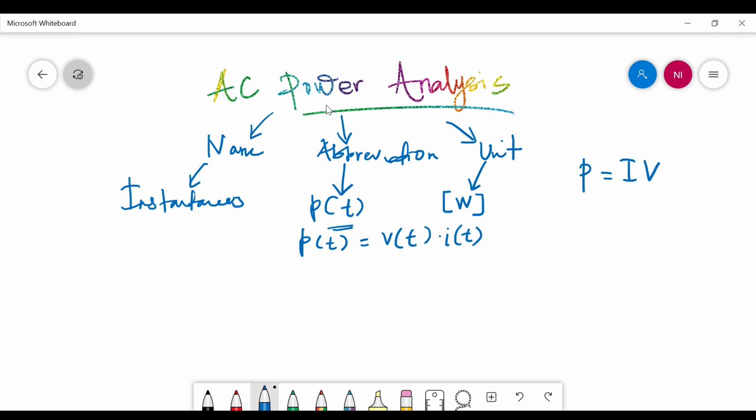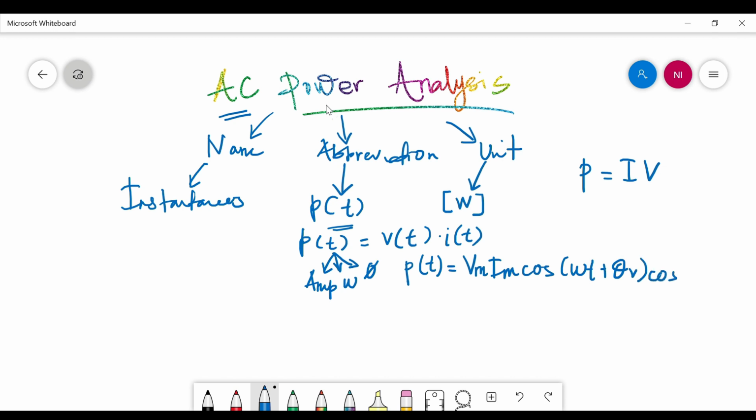Okay, we are now in AC condition. So this time domain relates with three elements: amplitude, omega, and angle. So this instantaneous power will be Vm Im cos(omega t plus theta v) cos(omega t plus theta i). This instantaneous power changes with time and is therefore difficult to measure.